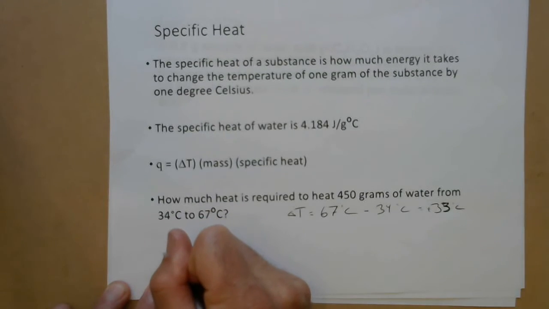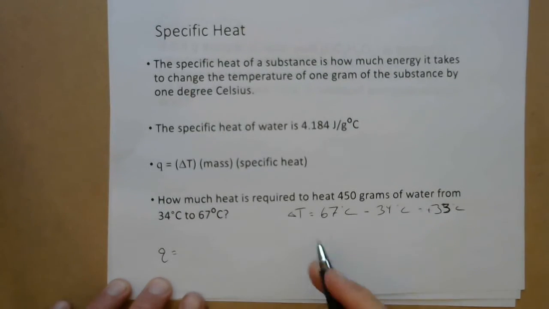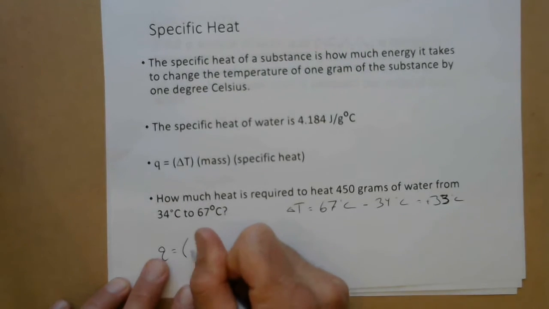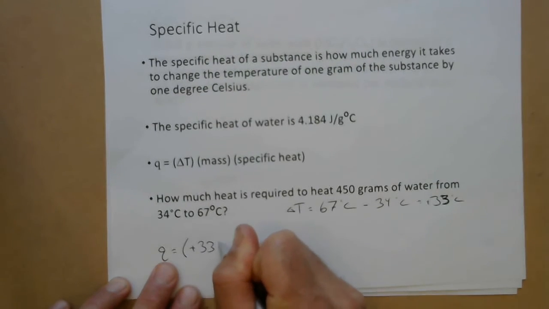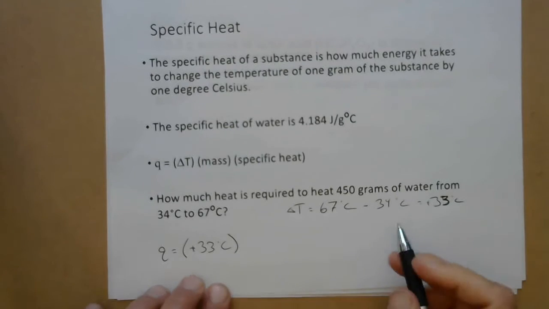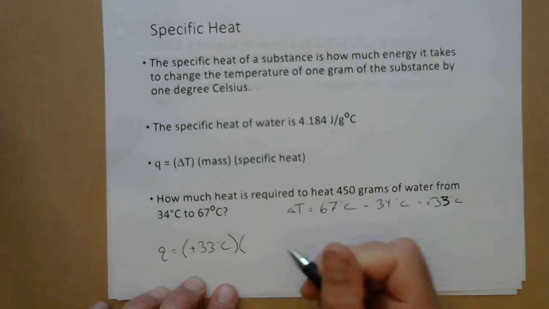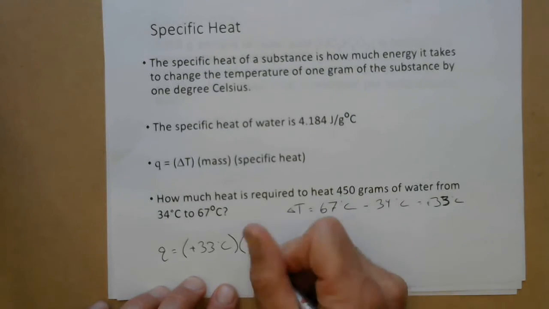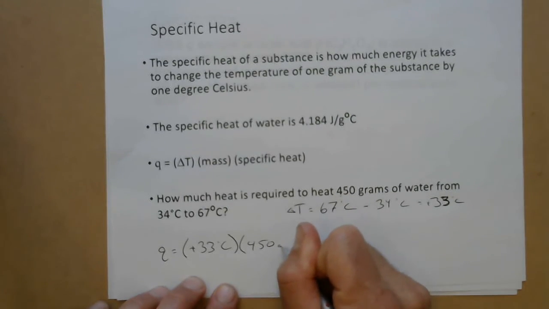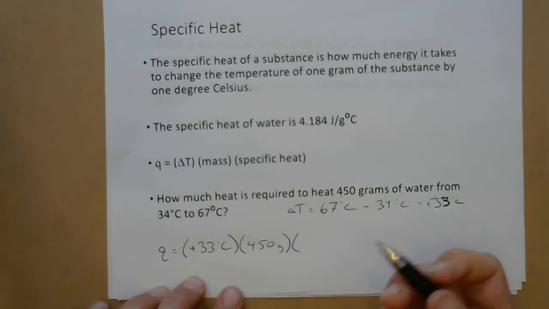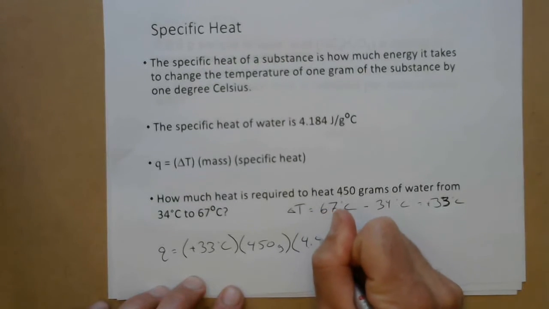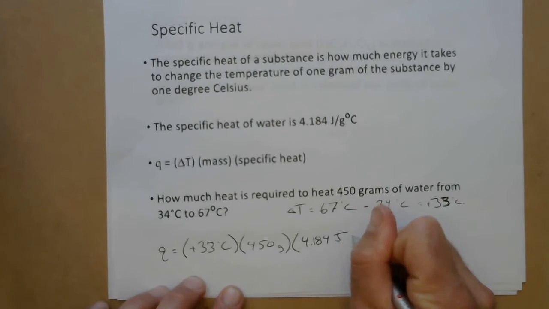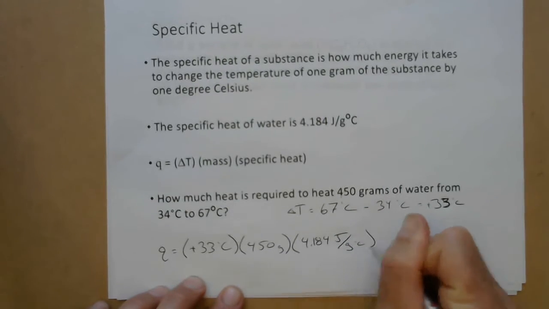So Q, the amount of heat, that's what we're trying to find. It says how much heat is equal to the temperature change, so positive 33 degrees Celsius, times the mass, right? The more water you have, the more heat it's going to take in order to change its temperature. 450 grams of water. And then the specific heat of water, 4.18 joules per gram degree Celsius.